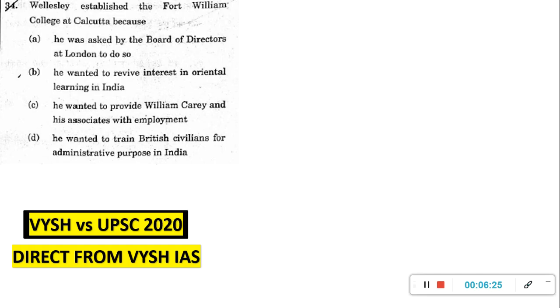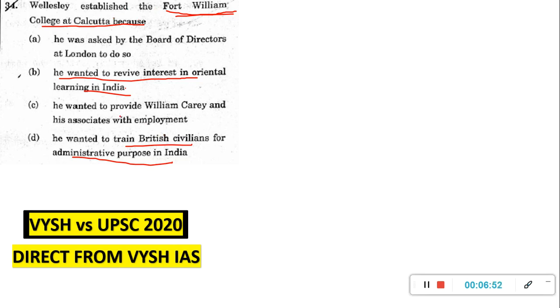Now question number 34. Wellesley established the Fort William College at Calcutta because. So this question, when it came, was controversial between two options, because many coaching institutes were telling two options. One is that he wanted to revive the interest in Oriental learning in India, and the other is that he wanted to train British civilians for administrative purposes in India. So these two options were told. At that time itself we told you it is to train. This college was set up to train the British civilians.